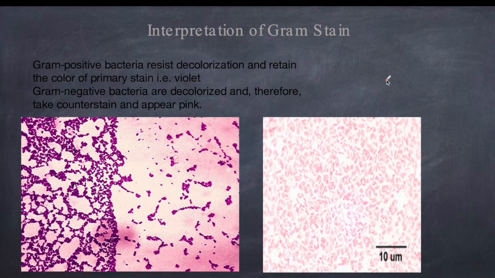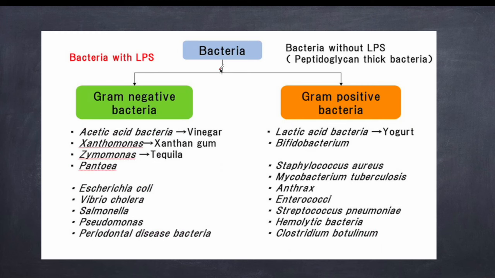So, the interpretation of gram stain. The interpretation of gram stain can be done by gram positive and gram negative. The gram positive resist decolorization and retain the color of primary stain, that is violet, and the gram negative bacteria decolorize and therefore take the counter stain and appear pink. So these are the examples of gram negative and gram positive bacteria.